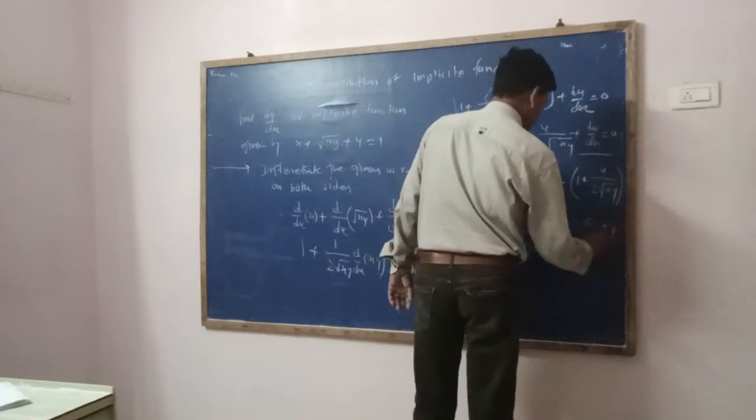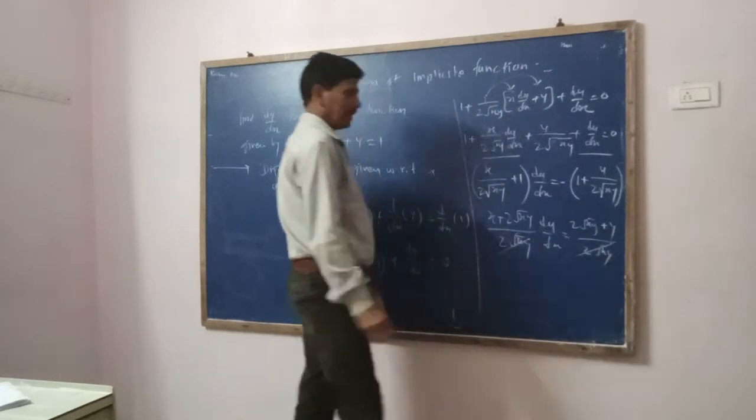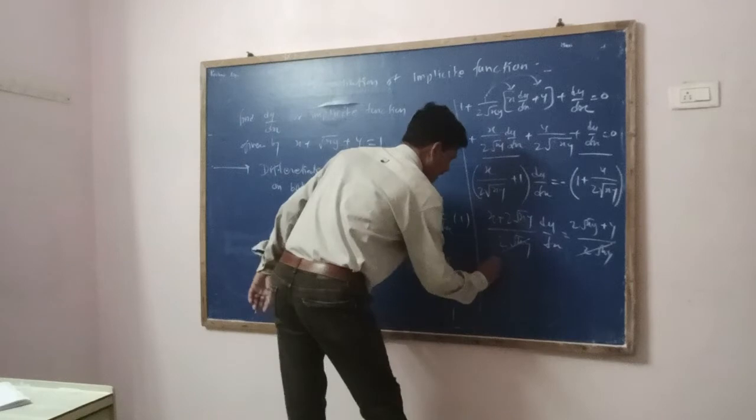dy by dx is 2 root xy plus y upon 2 root xy plus x. This will be the final answer.